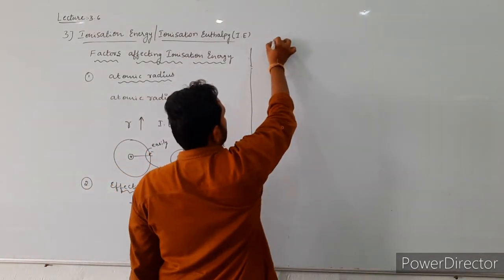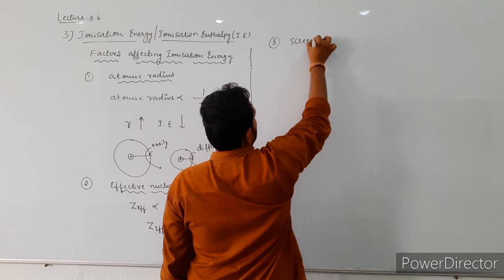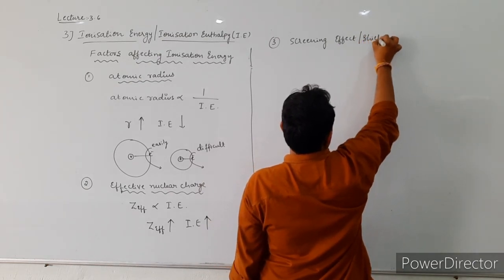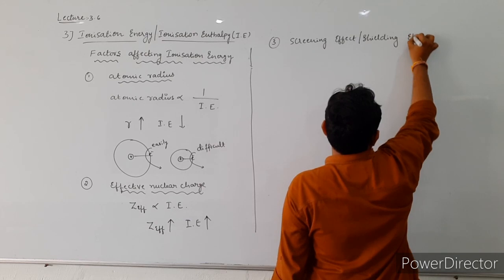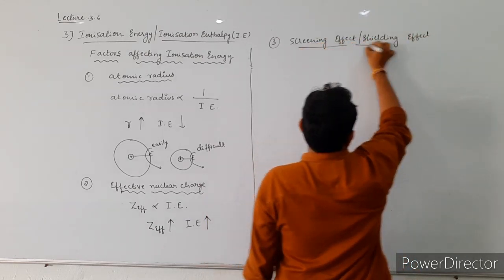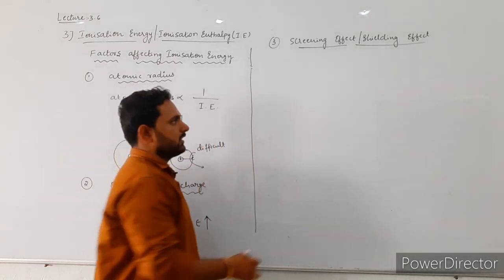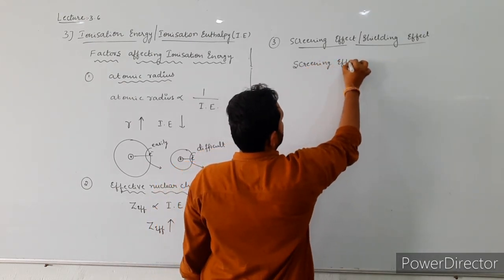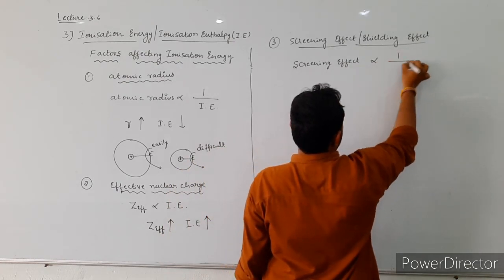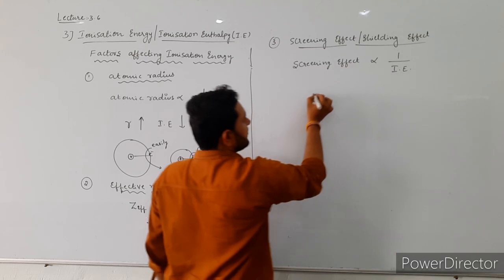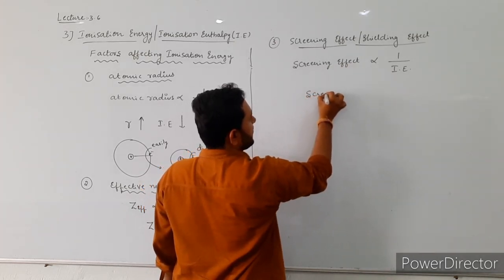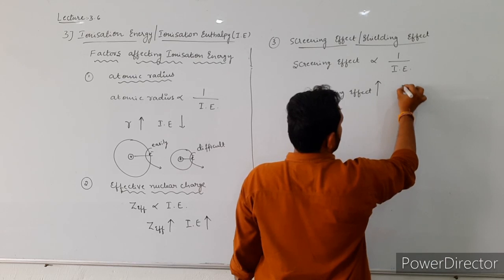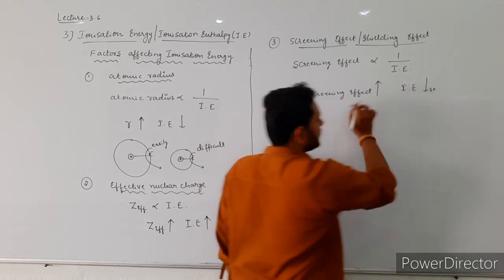Next, the third one, screening effect, or shielding effect. Screening effect is inversely proportional to ionization energy. As screening effect increases, then ionization energy decreases. Both are inversely proportional.